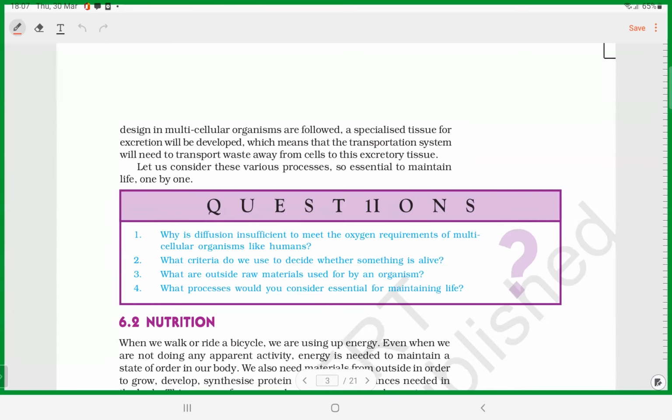You are asking question or answering? What criteria do we use to decide whether something is alive? Means multicellular organism.